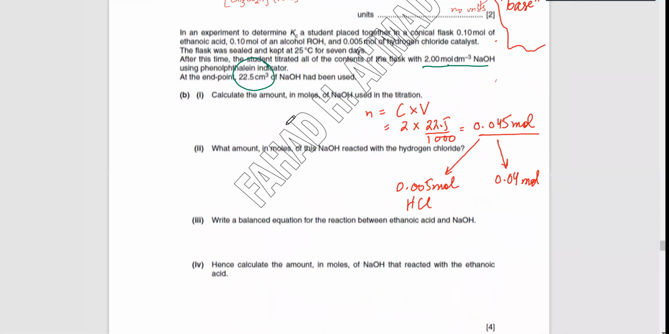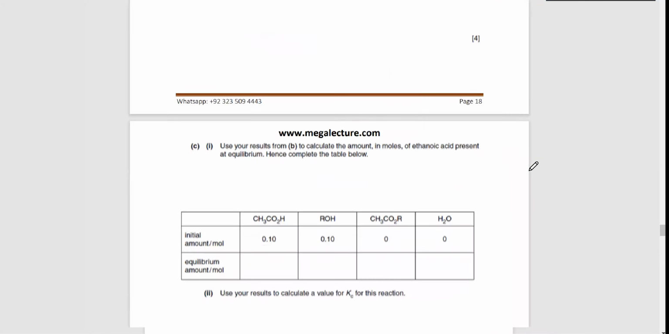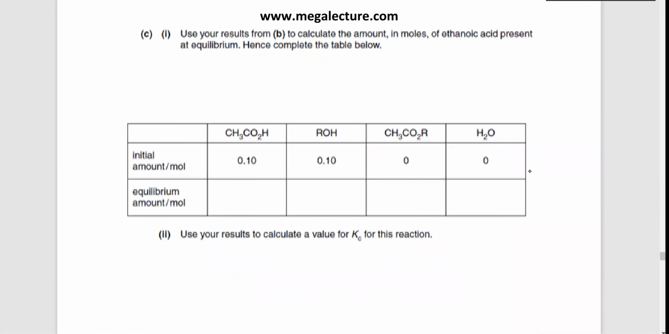So that means, because the whole mixture had two acids, at equilibrium, after several days, the amount of ethanoic acid that was present is 0.04 moles, right? So we can go and complete the table. I know that at equilibrium, 0.04 moles of ethanoic acid is present in the mixture.